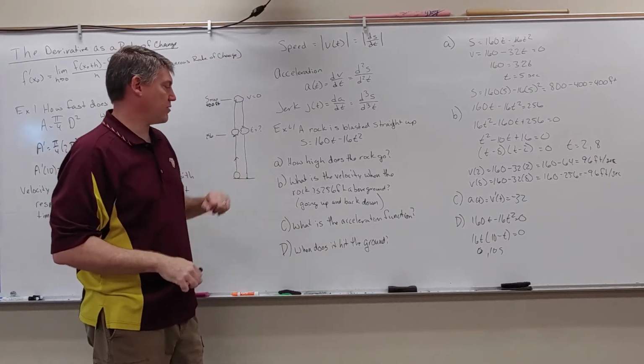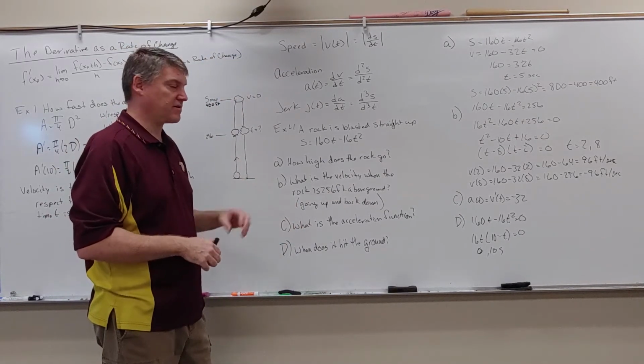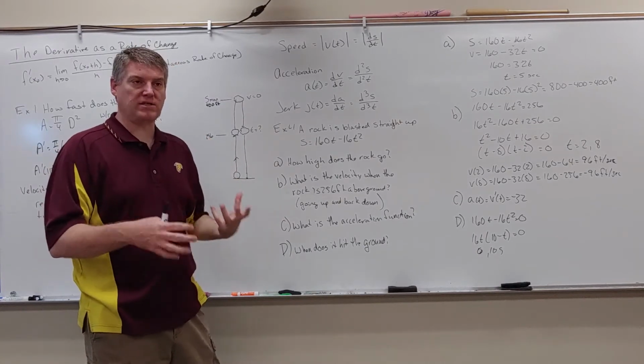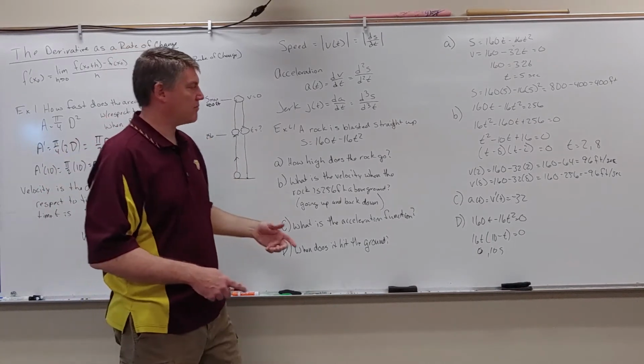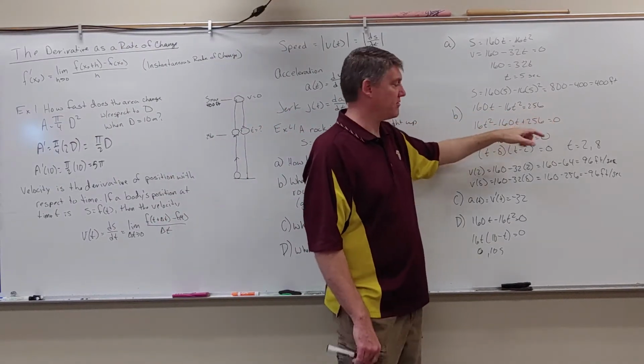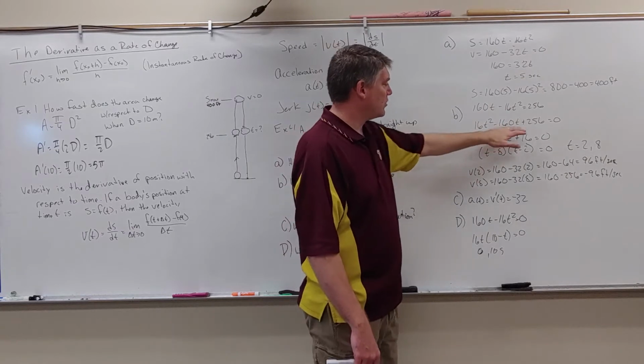Part B says, what is the velocity when the rock is 256 feet above the ground? Well, I need to know at what time that's going to occur. So I'm going to set this equal to 256 because that's my height. So I need my 2 times. So I'm going to solve this.